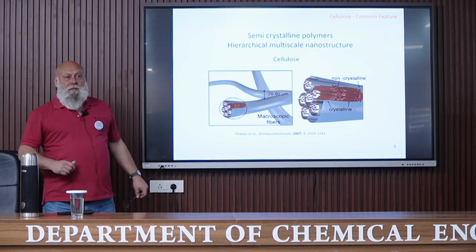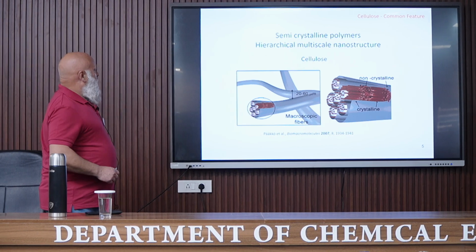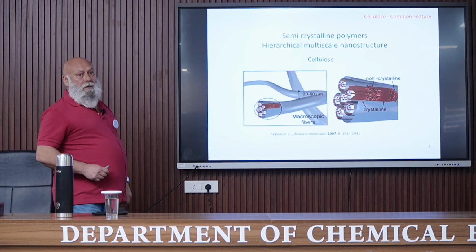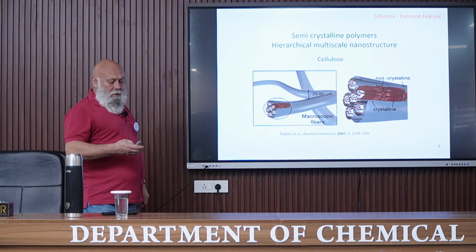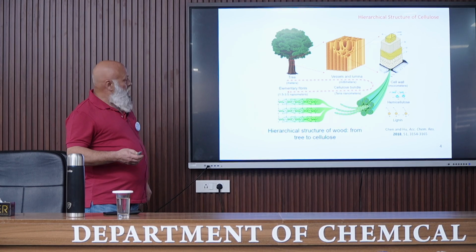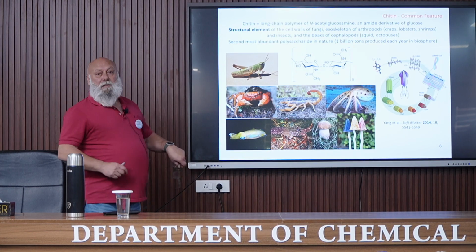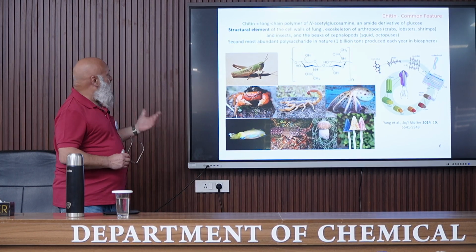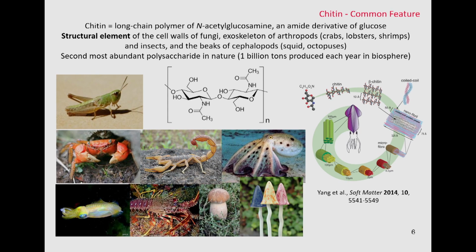We have seen this slide previously. So it represents the hierarchical structure of cellulose fibers. And it is the same for chitin, which is another polysaccharide. So it looks like cellulose, but there are some differences regarding the side groups.